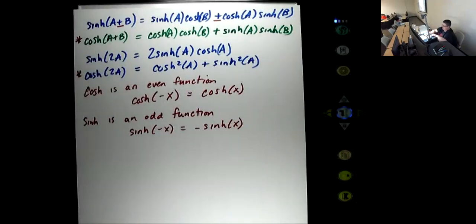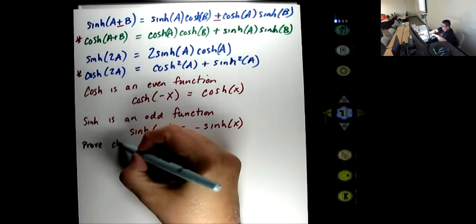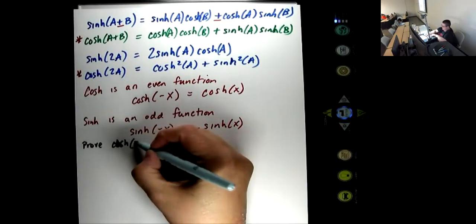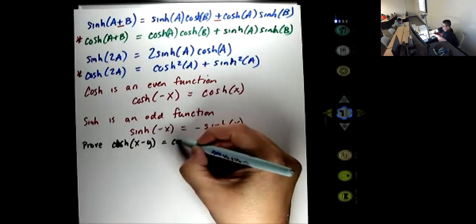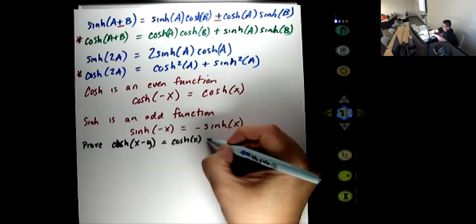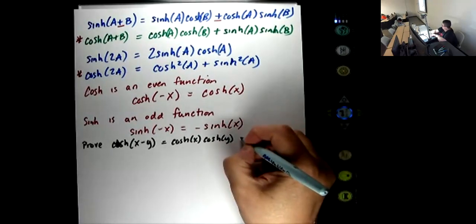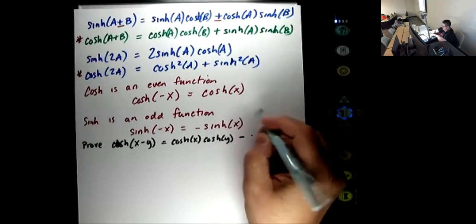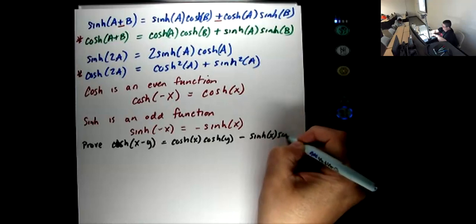So let's prove cosh of x minus y equals cosh x cosh y minus sinh x sinh y.